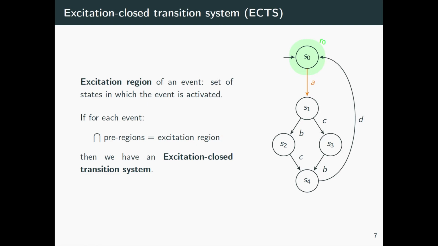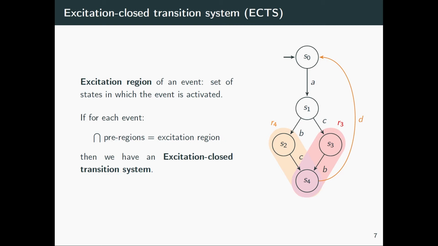Let's see the example. For event A, we have directly a region R0, which corresponds to the state S0, the only state that activates A. For event B, we have a region R1 composed of S1 and S3. For event C, the region R2, and in the case of event D, we don't have a region which corresponds to the state S4, but the intersection of R3 and R4 corresponds to S4.